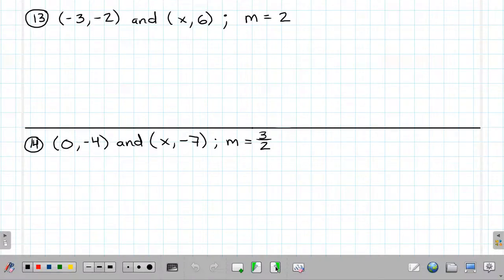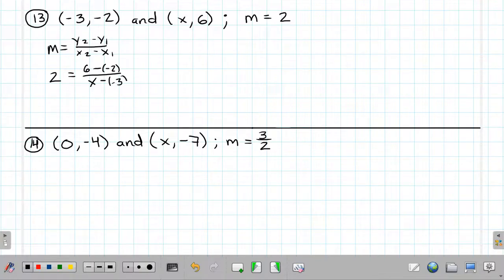Number 13, we have the points (-3, -2) and (x, 6). Well, in this case, we want to know what x is. So we want to finish that ordered pair, but we know the slope is 2. So what I'm going to do is start off with my slope formula and plug in what I know. Well, what do I know here? I know m is 2. I know y2 is 6. I know y1 is -2. I know x2 is just x minus -3.